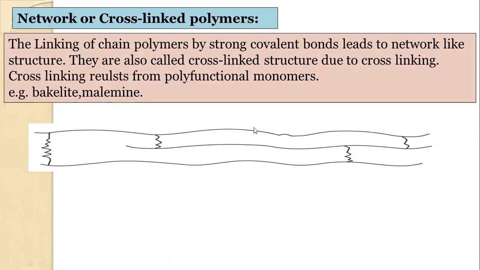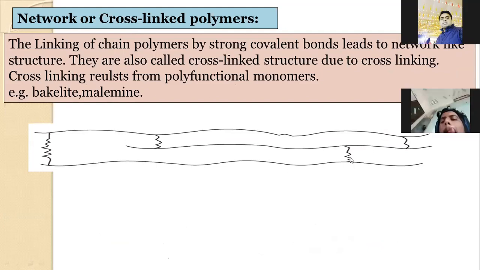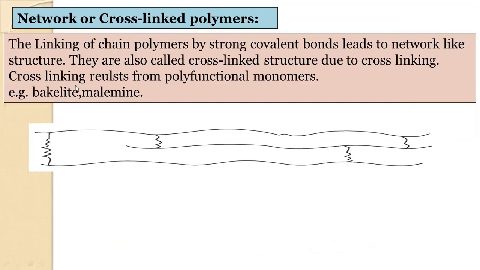Then the next one, network or cross-linked polymers. As the name suggests, cross-linkings are there. See, this is a main chain in the picture. That's why I have purposefully taken these pictures. See, there is one cross-link, and another cross-link is there. So this is the linking of polymer chains by strong covalent bonds. This linking is done with strong covalent bonds.